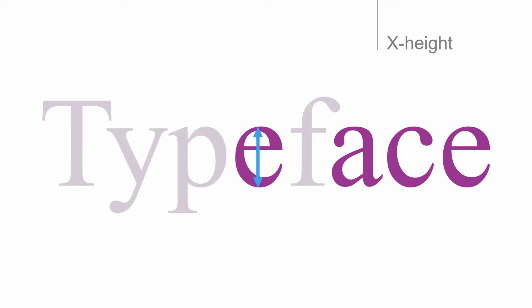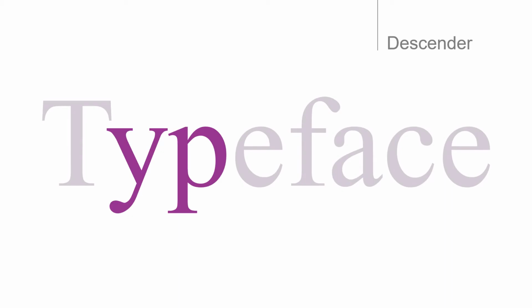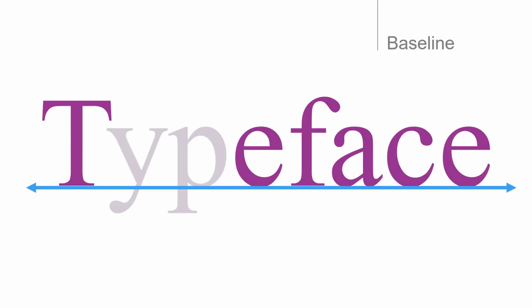The X height is the height of the lowercase letters. Ascenders, lowercase letters that go above the X height. And descenders are the lowercase letters who go below the baseline or the bottom edge of all of the letters. And there's your baseline. So the descenders go below the baseline.